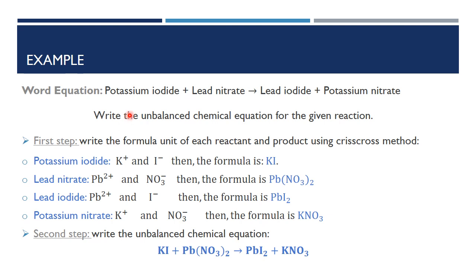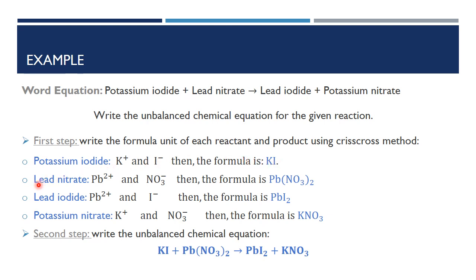Another example is the reaction between potassium iodide and lead nitrate that produces lead iodide and potassium nitrate. Also here you should start by writing the formula unit for each of the reactants and each of the products. The first reactant is potassium iodide. It's made up from potassium ion K+ and iodide ion I-. By using the crisscross method, its formula is KI.